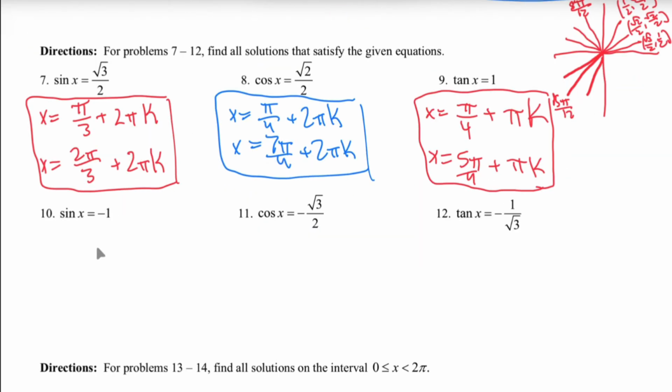So the answer to number 10, there's only one coordinate where sine is -1. It's that coordinate right there, which is 3 pi over 2.